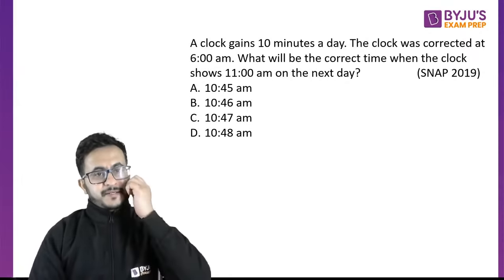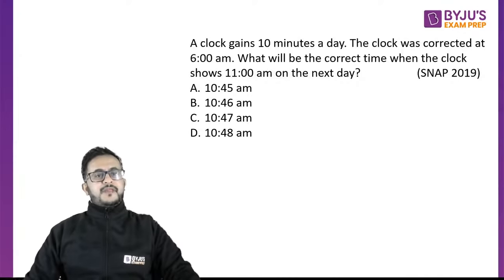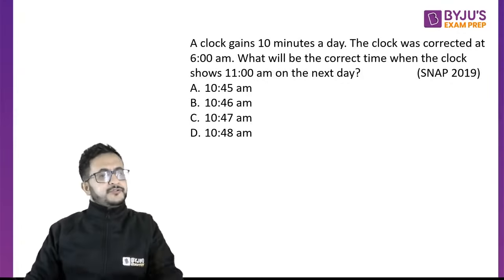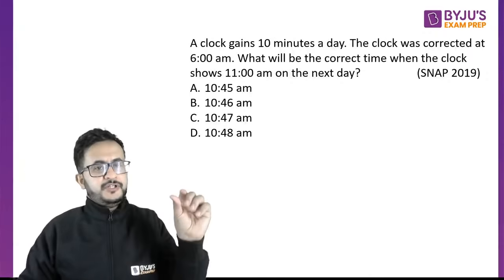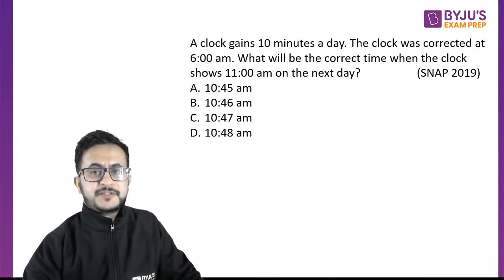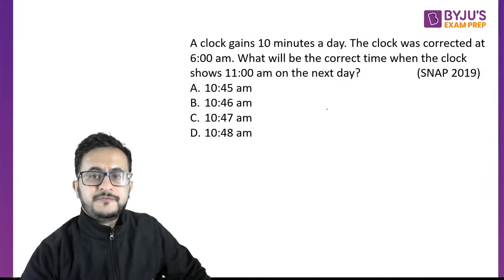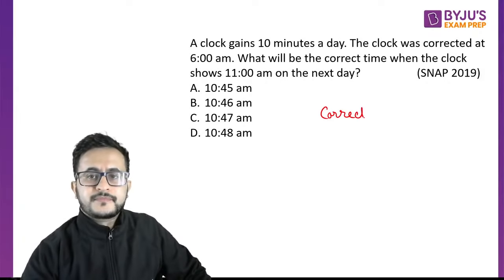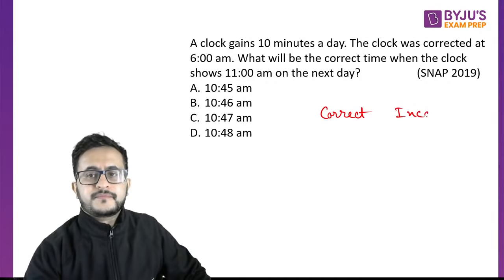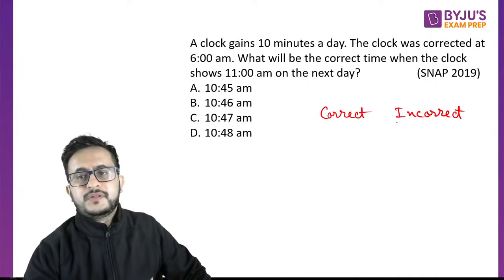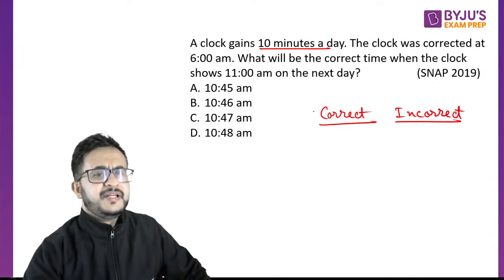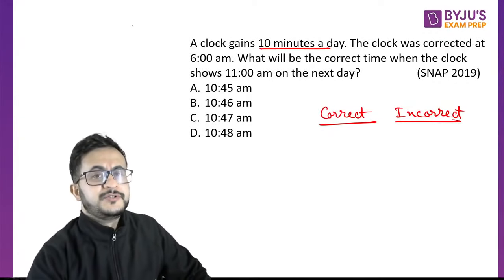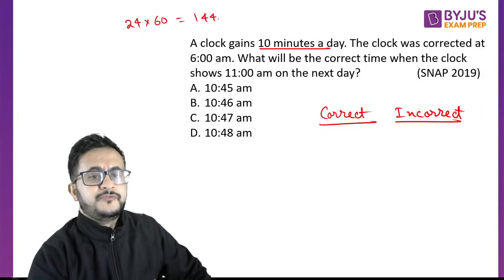How will we find this time? So this gain is uniform. ठीक है, generally the gain is uniform. ऐसा नहीं कि अचानक से 10 मिनट बढ़ गए. So it will gain uniformly 10 minutes. So when you have, how much it is gaining? It is gaining 10 minutes in a day. ठीक है. How many minutes are there in a day? एक दिन में कितने minutes होते हैं? 24 into 60, that will be 1440.